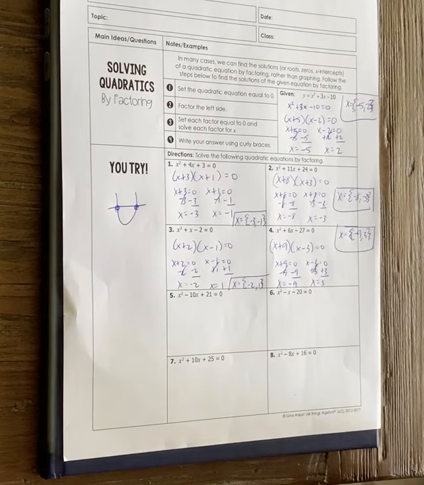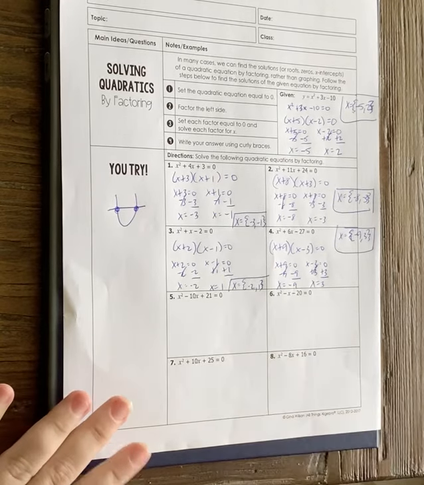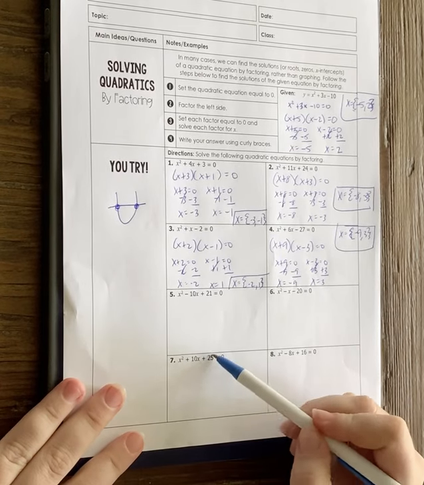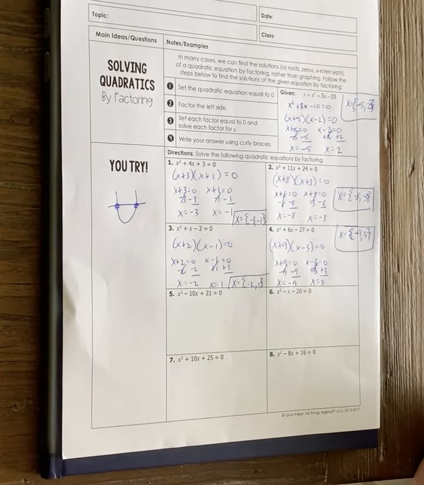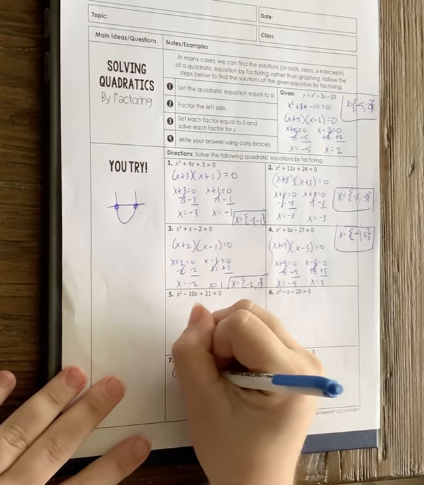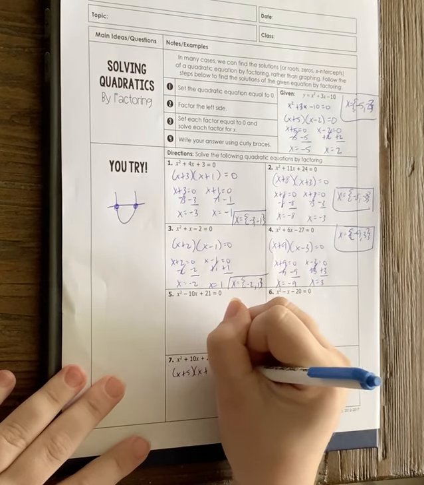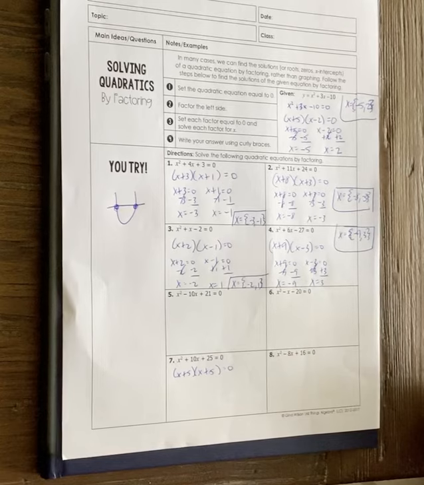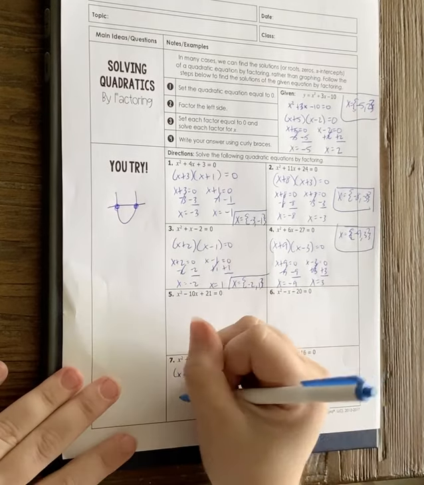Okay, you're just going to continue doing the same thing. Let's skip down to number 7 down here. What multiplies to give you 25 and adds to give you 10 is 5 and 5. So we have x plus 5 and x plus 5. Okay, so then you would just set each of those equal to 0.